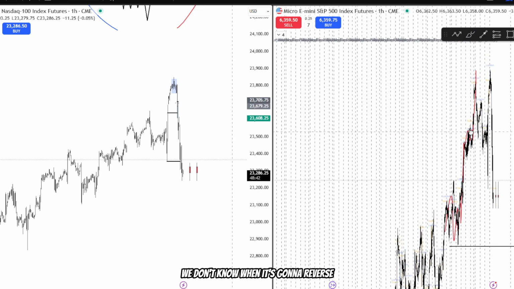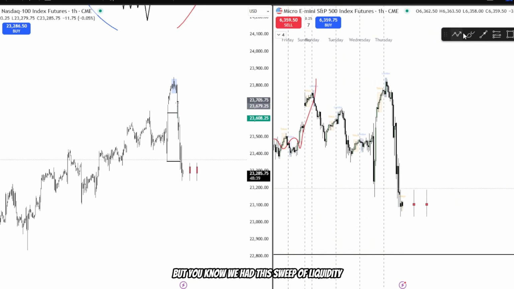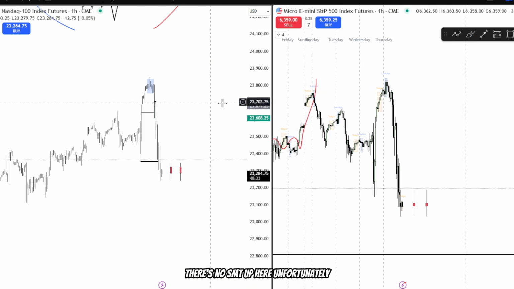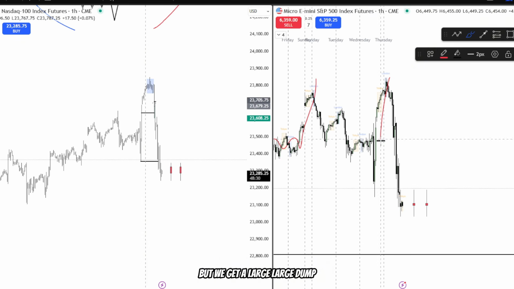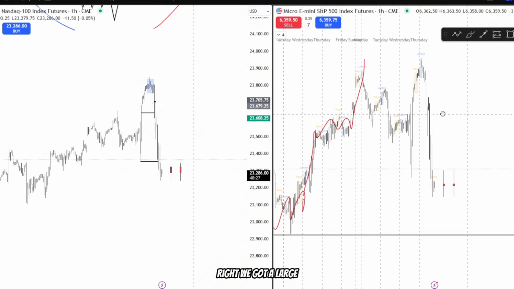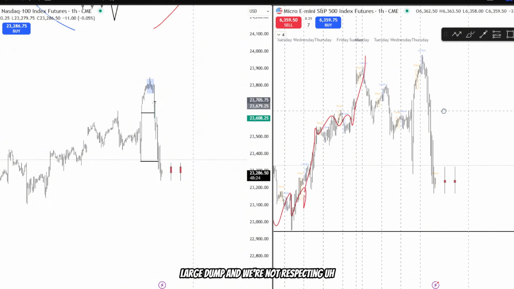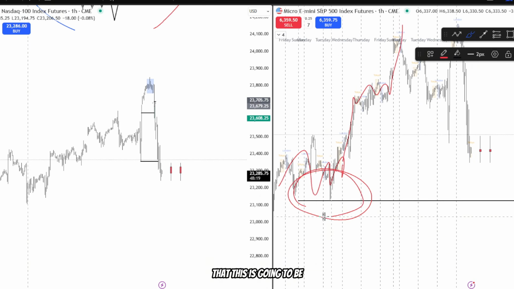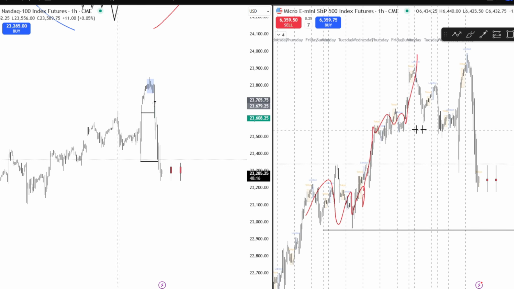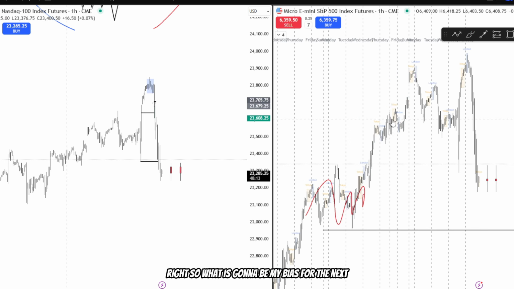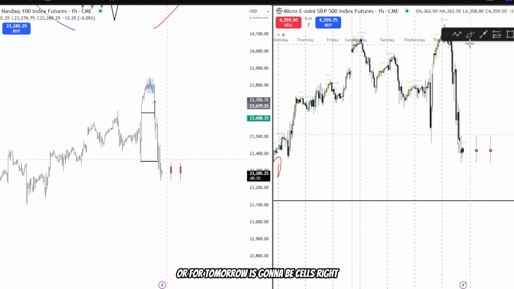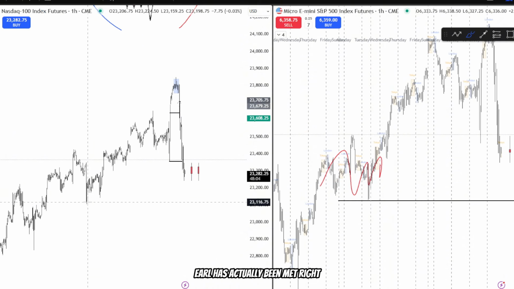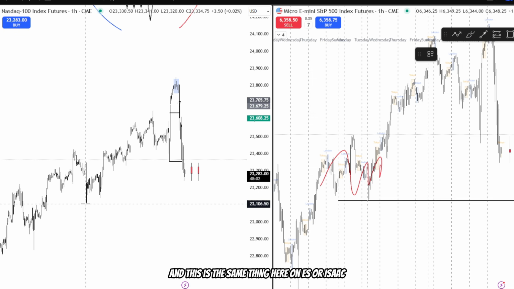Now, we don't know when it's going to reverse because we're at all-time highs, but we had this sweep of liquidity, we had this change in the state of delivery, right? There's no SMT up here, unfortunately, but we get a large dump, right? We get a large dump, and we're not respecting this daily fair value gap that we're in. So we can kind of make the assumption that this is going to be the thing that we actually target, right? So my bias for tomorrow is going to be sells, right? And I'm going to take sells until this daily ERL has actually been met, right? And this is the same thing here on ES or NASDAQ.